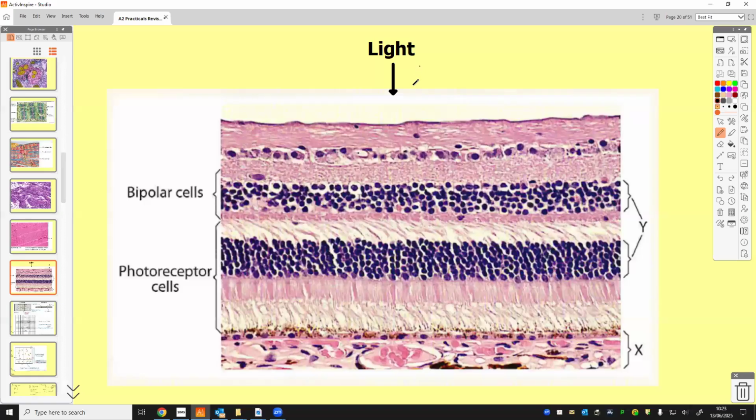Light has to pass through those ganglion cells, through those bipolar cells to get to those rods and cones. So light can be distorted slightly there or maybe blocked in certain ways. Those are just nuclei, in terms of the why. Those are just the nuclei of your photoreceptor cells and your bipolar cells.